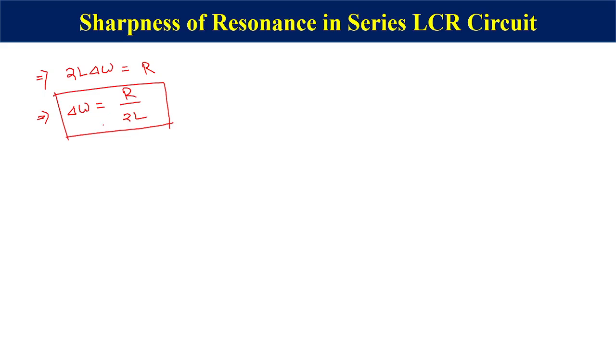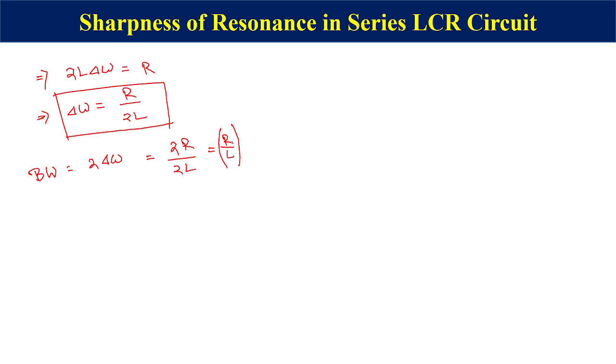How? Because bandwidth is given by 2 times delta omega, or rather it is given by 2 times R by 2L, which is equal to R by L. So if you just take the ratio of the resistance upon inductance, that is what is going to be the bandwidth of the circuit. Clear?